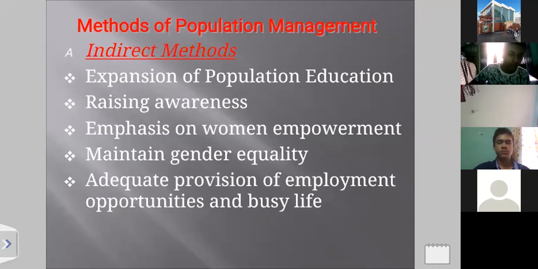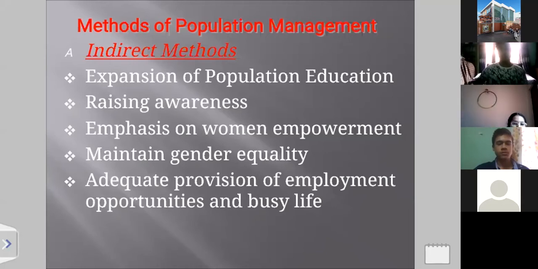Okay, and the next indirect method of population management is emphasis on women empowerment. For the interaction to share a view about the third one, I would like to request Miss Sirisa. Are you listening to me? Sir, is my voice audible? Yes, I'm listening. Okay, could you please share with us about the third indirect method of population management, emphasis on women empowerment?